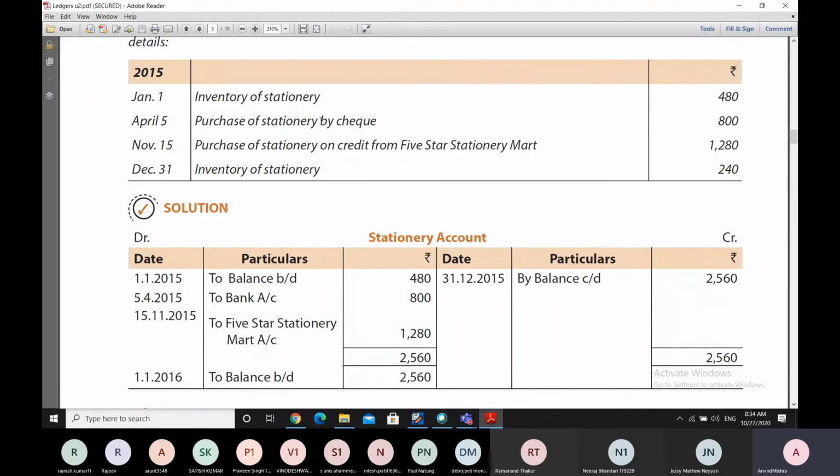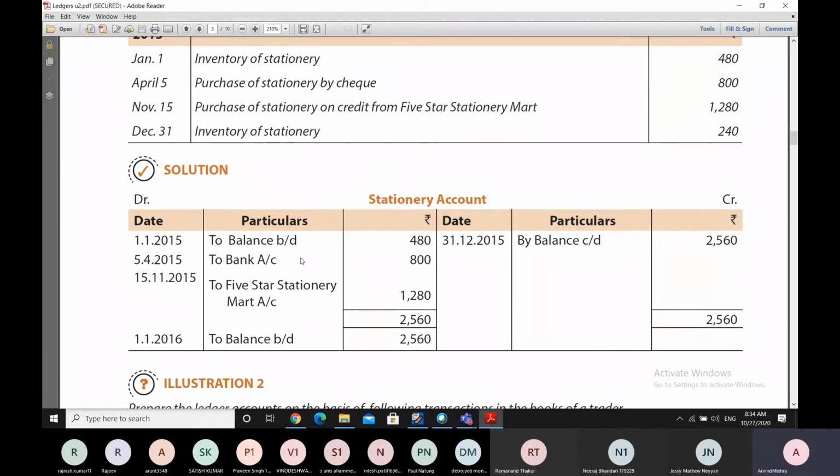Thereafter, the stationery is purchased by check, 800 rupees on April 5. So we make an entry for April 5, and stationery has been purchased, and therefore it is an expenditure. So the stationery account is basically an expenditure account, and so when we buy stationery, we will make an entry on the debit side of the expenditure account. What we are doing is stationery account debit.